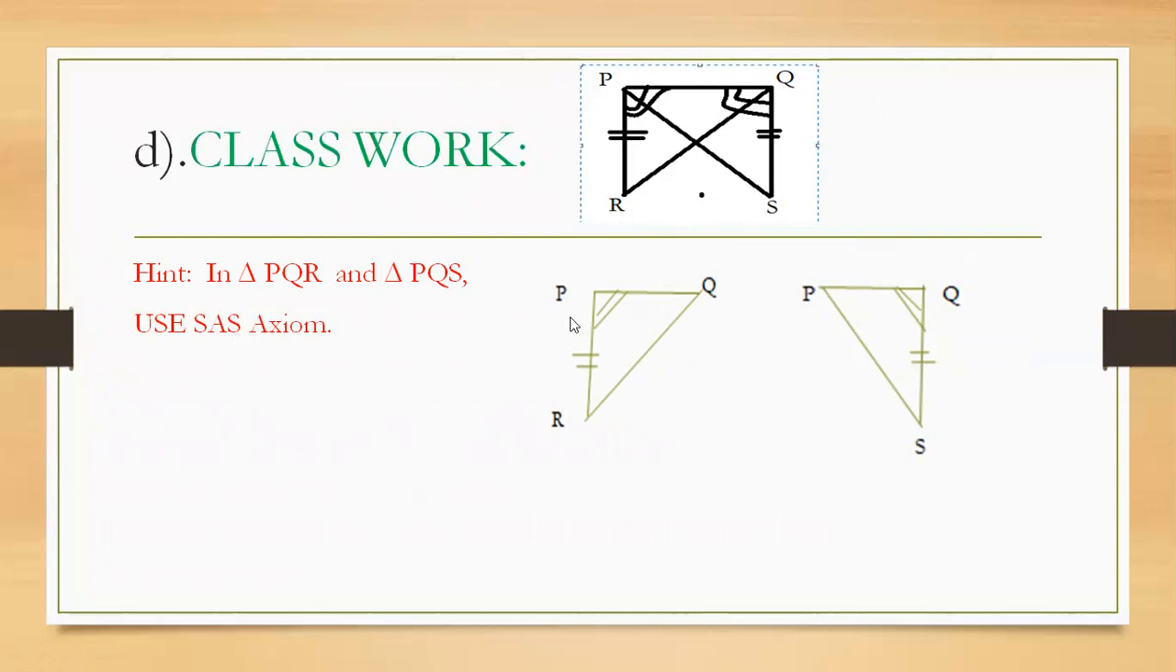Look, PR equals QS, given, and angle RPQ equals angle PQS, given equal, second angle, and PQ equals QP. This is the same common side. That's why side angle side will be used to show these two triangles congruent. After that, we have to write corresponding sides and corresponding angles also. Look, angle P's opposite is RQ, angle Q's opposite is PS. That's why RQ and PS are corresponding sides.